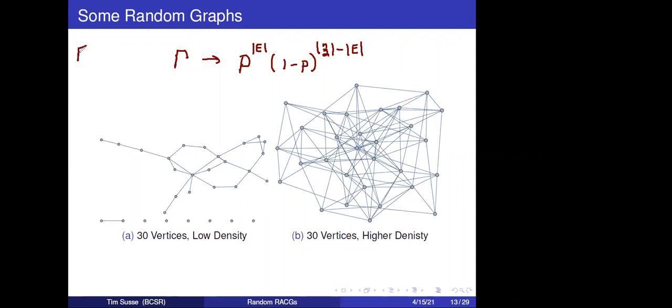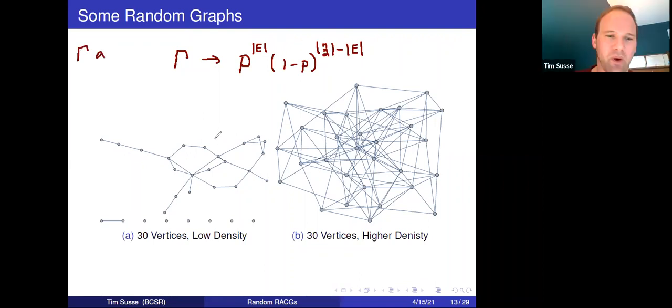For example, the first graph in the first picture, what is p? I forget exactly what I set p to be in that one. It's probably something like 0.1, but a fairly low density of edges for 30 vertices.